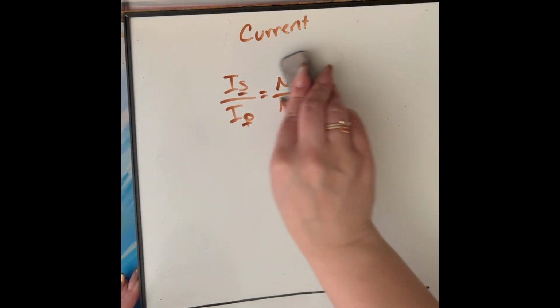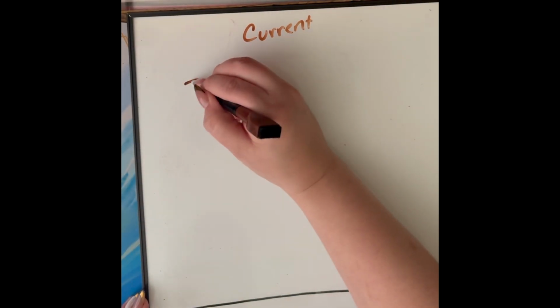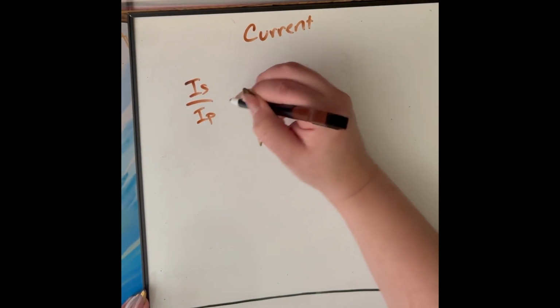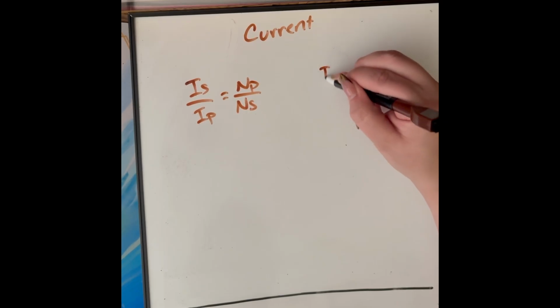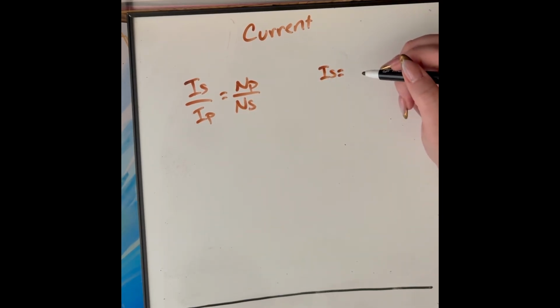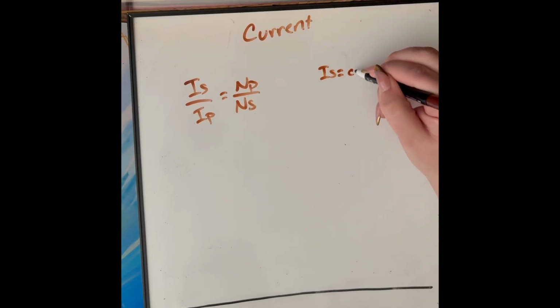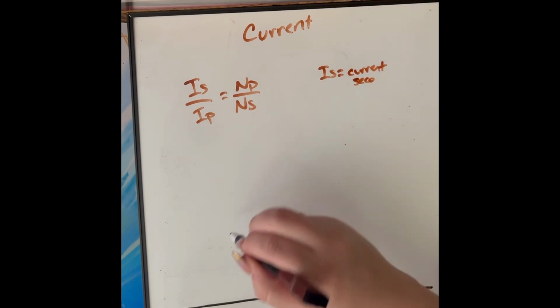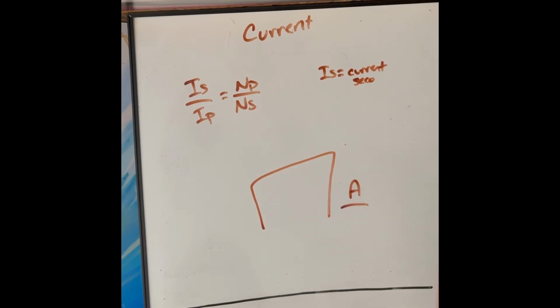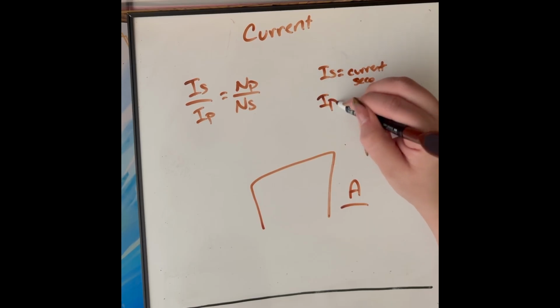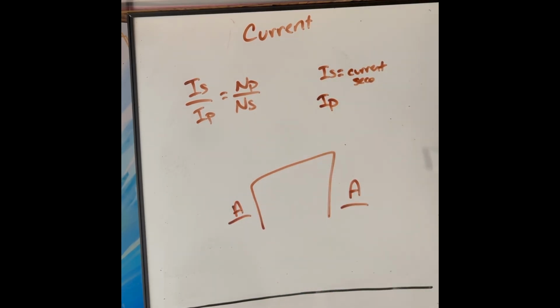Let me move this over just a little bit so I have more room. IS over IP equals NP over NS. Our IS is our secondary current, so this is the current on the secondary side of our transformer. If we drew our transformer, it would be the current or the amperage on this side. Our IP would be the amperage on our primary side.